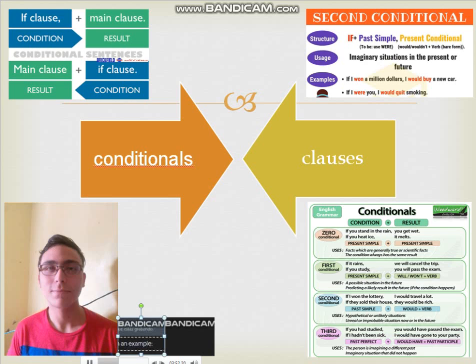Conditionals in English. Type 3. Third conditional. This conditional is formed with a verb in the past participle and preceded by would plus have in the main clause and another in the past perfect in the subordinate clause. If plus past perfect, would plus have plus past participle. It is used to talk about the past, describing a situation that did not happen and its possible consequences.